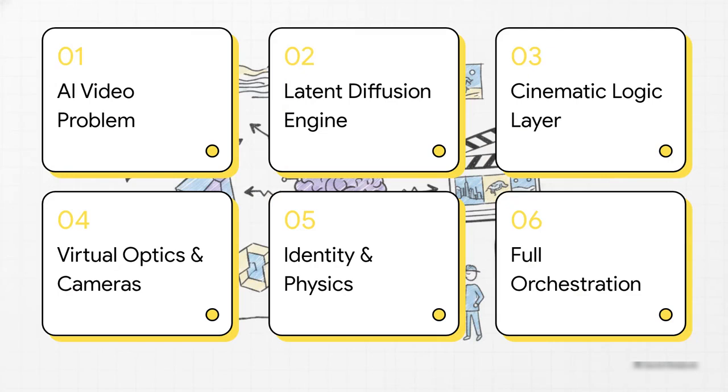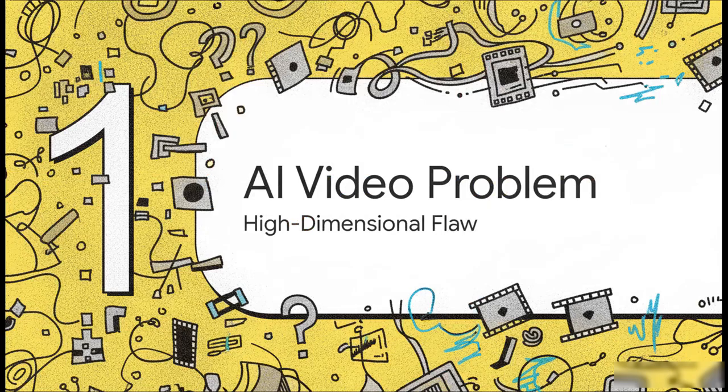Okay, let's dive into this roadmap. We'll start by tackling the AI video problem, then look at the Latent Diffusion Engine, check out the cinematic logic layer, explore virtual optics and cameras, lock down identity and physics consistency, and finally, put it all together in the full orchestration pipeline.